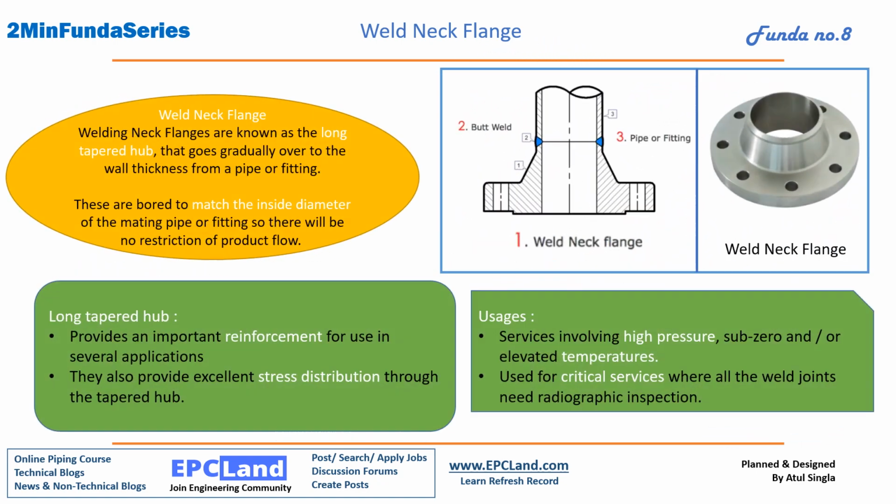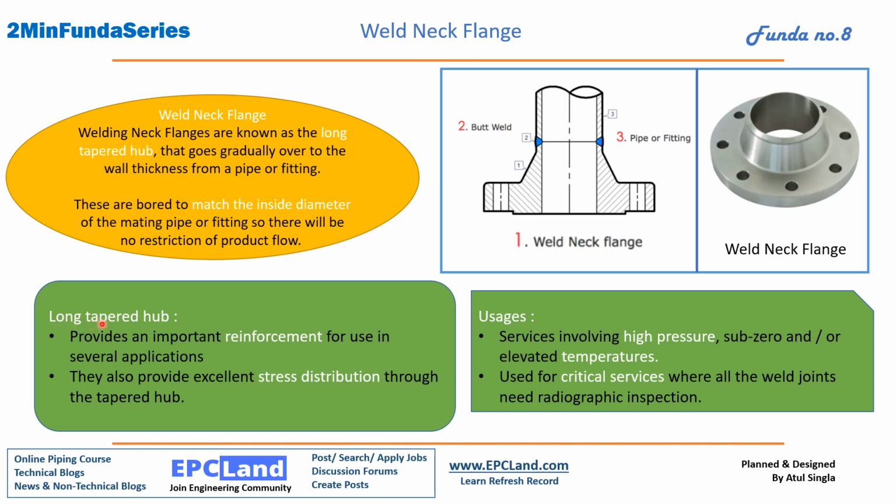Weld neck flange. Weld neck flanges are known for the long tapered hub that goes gradually over to the wall thickness of the pipe. If you see here, this is the long tapered hub which goes gradually to the pipe so that it matches with the pipe thickness. These are bored to match the inside diameter of the mating pipe or fitting. If you see here, this is matching with the connecting pipe. There may be a fitting instead of a pipe.